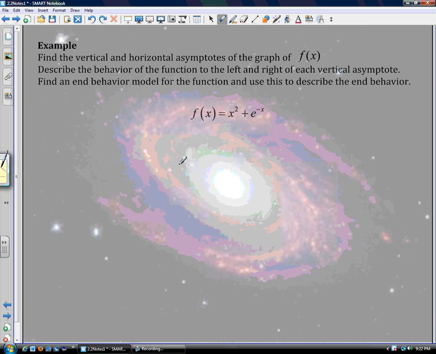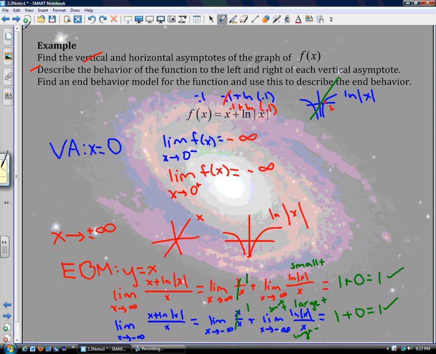And this one probably will have different left and right end behavior models, so that's why I stuck this one on there. Vertical asymptote. Oh, did I do everything else over here? Too much to do. Find an end behavior model. Check. Use this to describe the end behavior. Oh, good. I didn't do that.